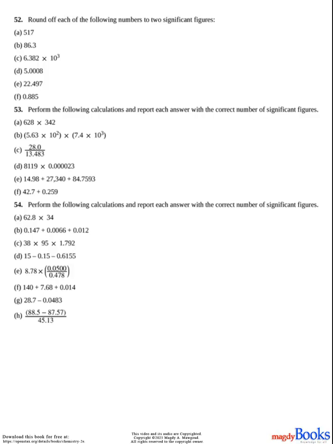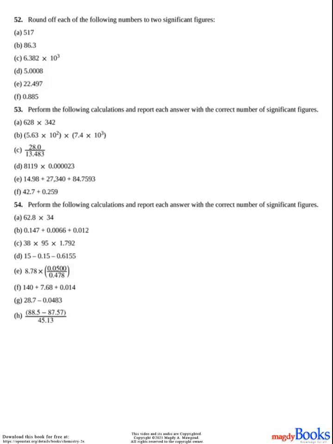53. Perform the following calculations and report each answer with the correct number of significant figures. A. 628 multiplied by 342. B. (5.63 × 10^2) multiplied by (7.4 × 10^3).